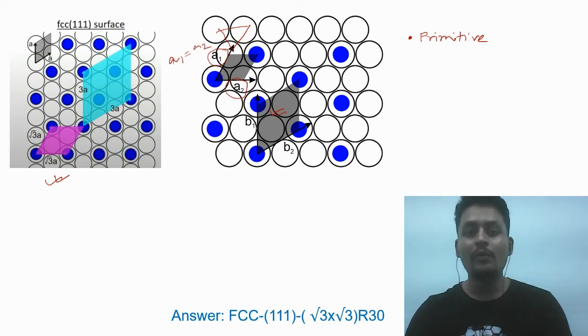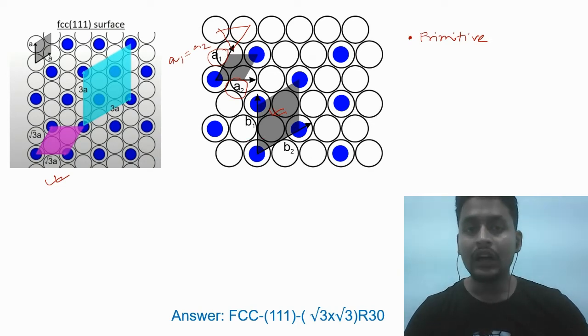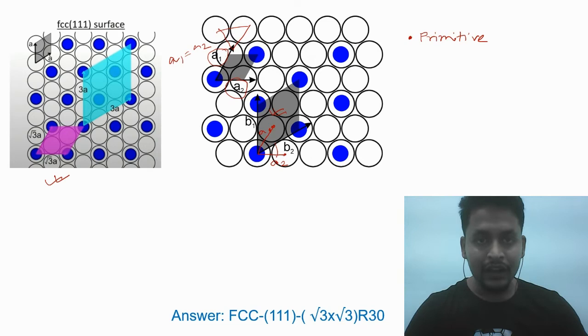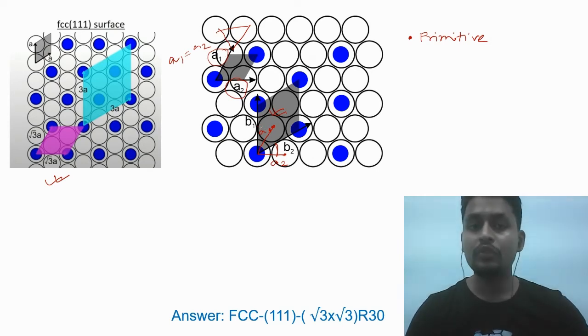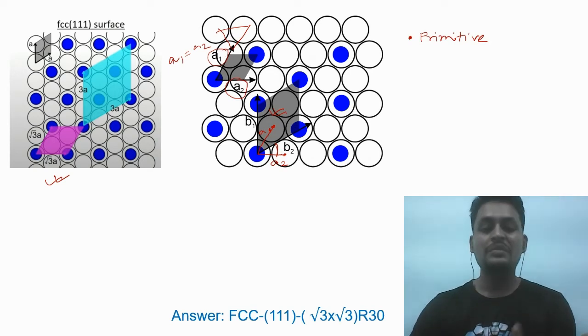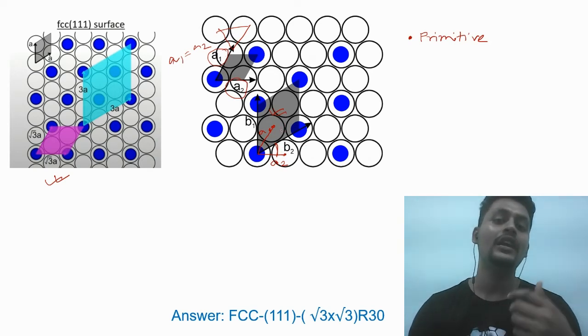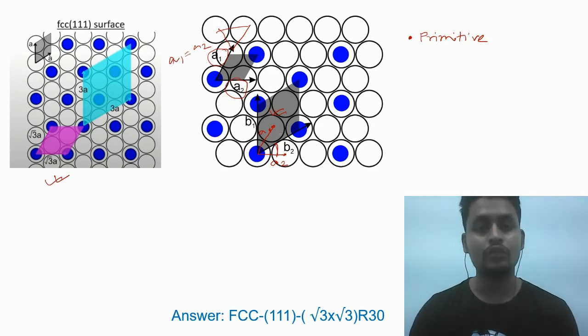Now I need to know how much angle it is making with the unit cell. If I mention the a1 and a2, obviously this is my a1, and this is my a2. If I know the angle between b2 and a2, then obviously that will be the same for a1 and b1. If I know the angle between a2 and b2, then I can get the angle of the unit cell that I am trying to denote, making with the surface unit cell, right?